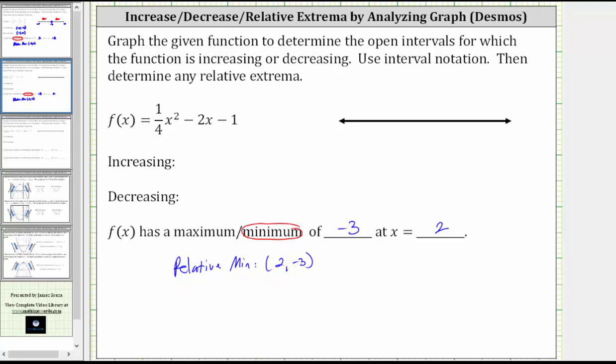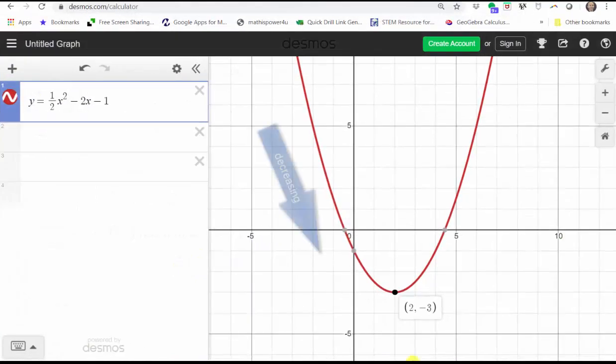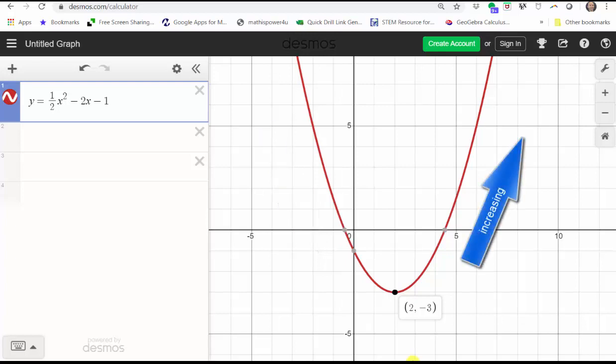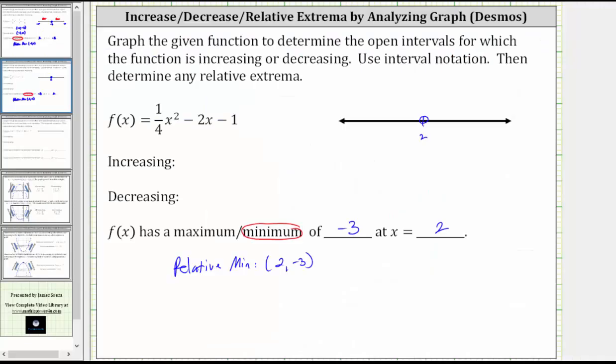So if we plot 2 on the number line and make an open point, again to the left of 2, or when x is less than 2, the function is decreasing, and when x is greater than 2, or to the right of 2, the function is increasing. So the function changes from decreasing to increasing at x equals 2. To the right we approach infinity, to the left we approach -infinity.